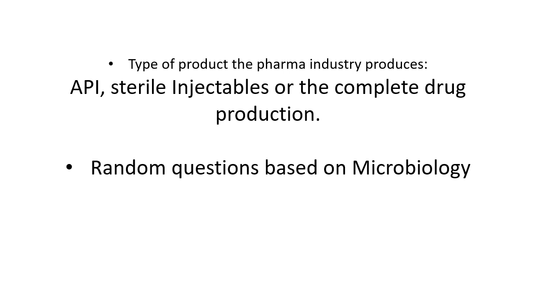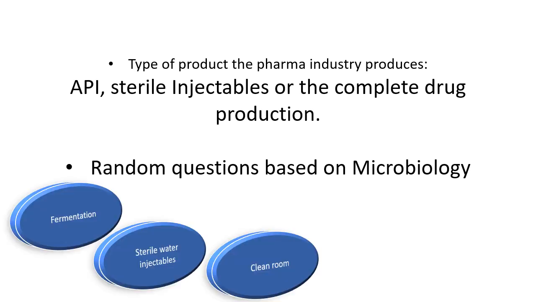There are different types of products that a pharma industry produces. One is API, that means a single active pharmaceutical ingredient, a compound which actually gives therapeutic effects. Then sterile water injectables or sterile injectables, or the complete drug is produced. These are random questions based on microbiology, to give you an idea what kind of questions you may get. As I said, a video is already uploaded on fermentation, sterile water injectables and clean room. Now we are just going to focus on APIs.